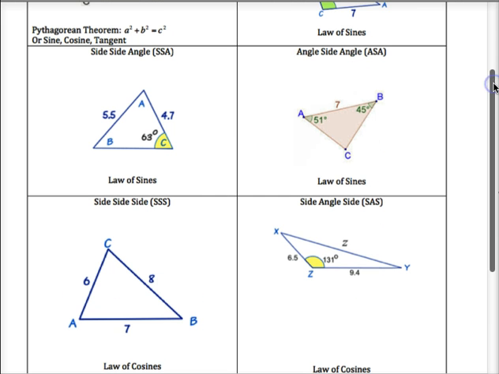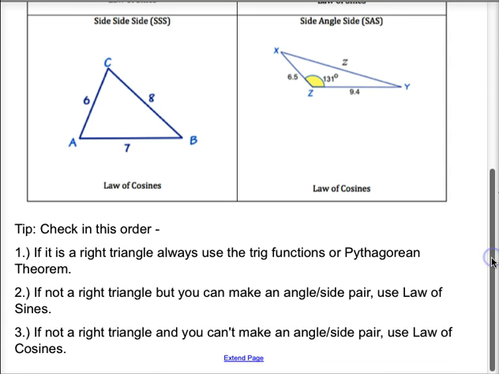So just a little graphic organizer so you can see, so you can study for when you take the ACT about when to use each method. Then here's a little order chart. Again, first check if it's a right triangle, boom, just use straight up trigonometry, sine, cosine, tangent. If you can make an angle side pair, law of sines. If you can't do either of those, then you have to default to law of cosines.